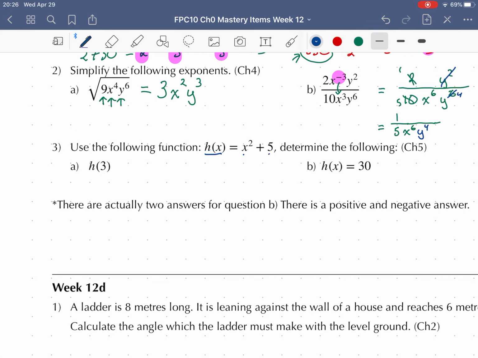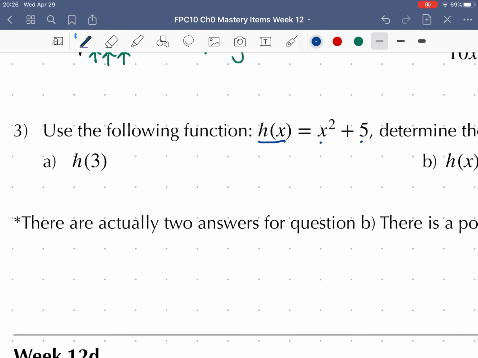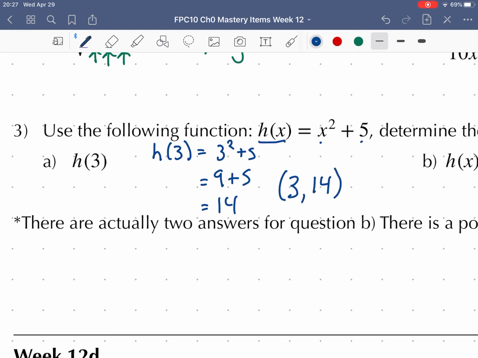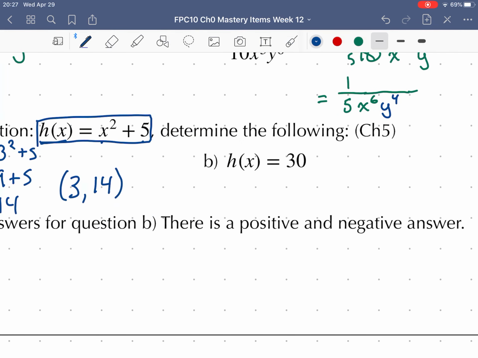All right. Use the following function, h of x equals x squared plus 5. Determine the following. So we want to determine the function h evaluated when x equals 3. So h of 3 is equal to 3 squared plus 5, which is 9 plus 5, which is 14. Now this gives us the point on the graph: when x is 3, y will be 14. That's one of the points on the graph.